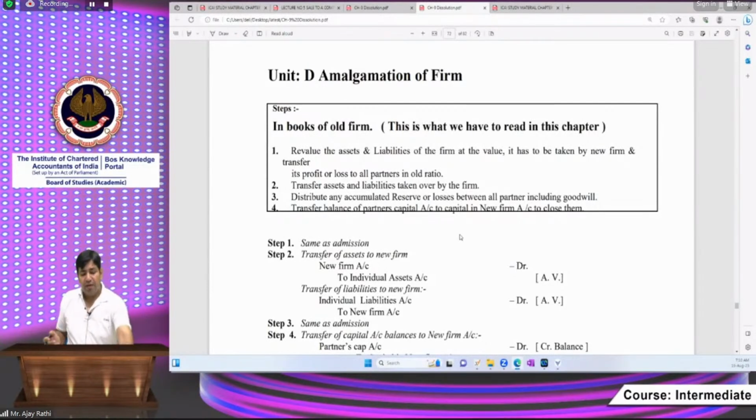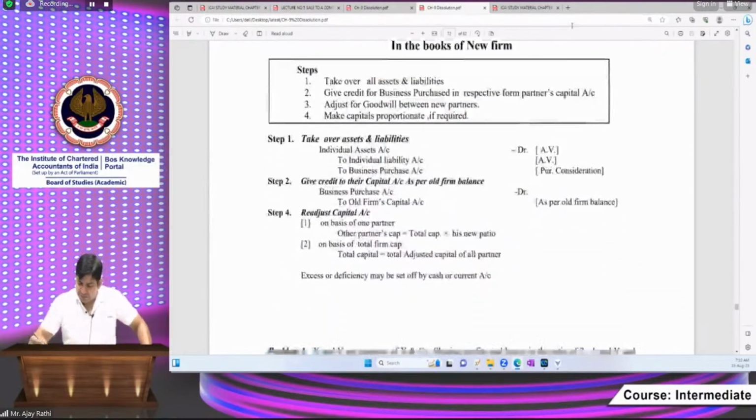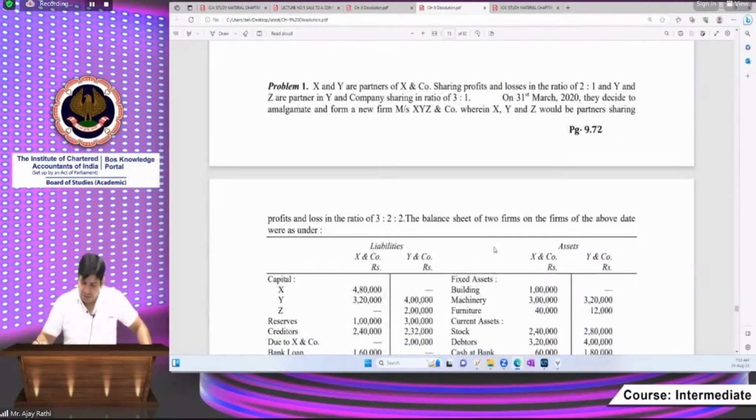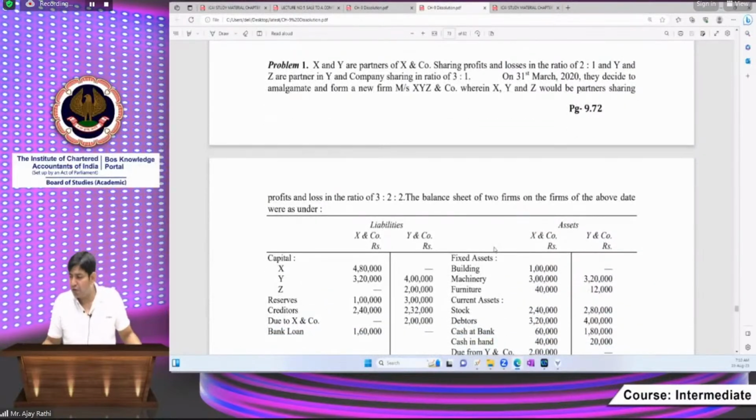Now we are starting today's session. Beta, in the starting 1 hour, we shall practice these questions and the concept of sale to a company. Let's discuss. So beta, all the steps are here which I have written. Beta, here there is a question, that is question number 1.